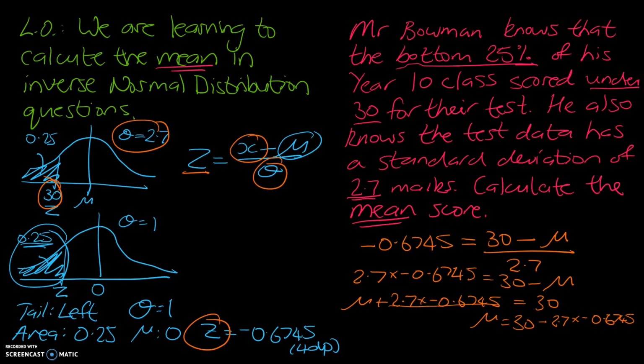The two negative signs are going to cancel each other out, leaving a positive number. So 30 plus 2.7 times 0.6745 will be equal to our mean. So our mean is equal to 31.8 marks in that test, and I've rounded that to 1 dp.